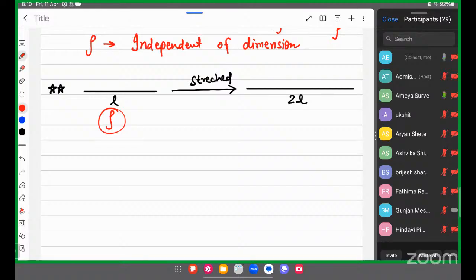Resistance will increase. I am talking about resistivity. There will be no change in resistivity, I guess. There will be again no change in resistivity because it does not depend on the length and direction.